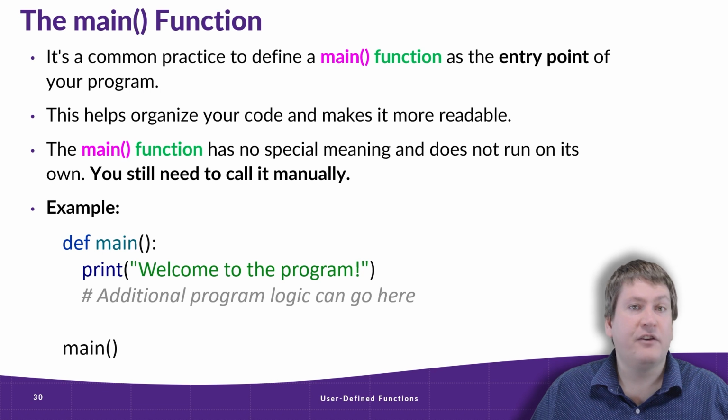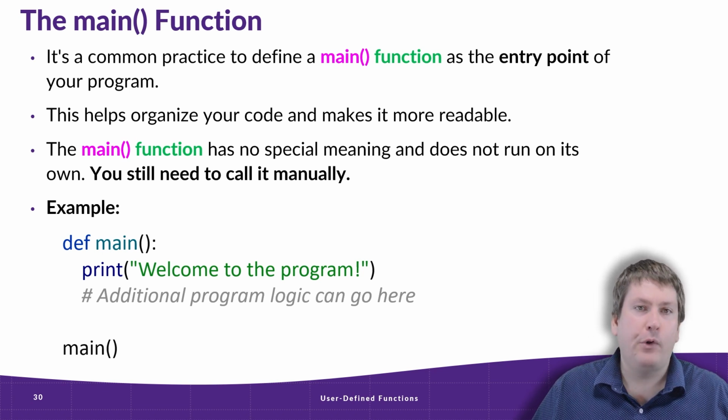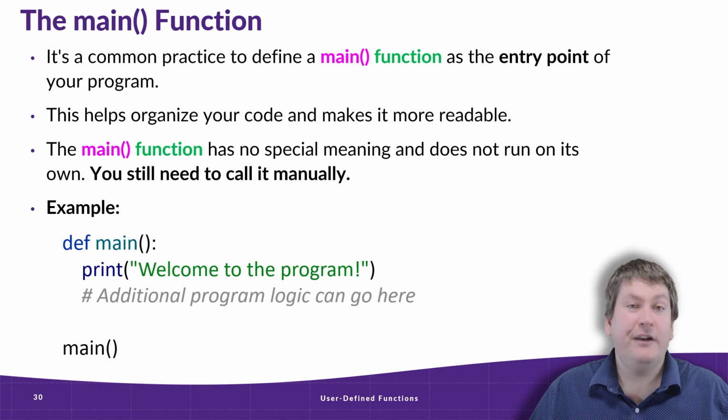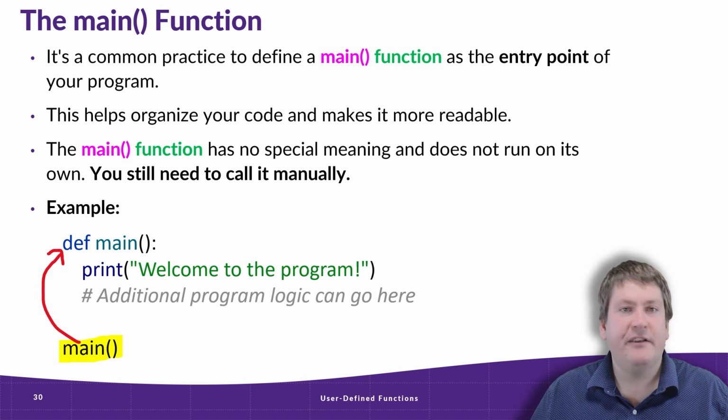In the example we can see on the screen right now, we have a very simple program that just outputs "welcome to the program." However, instead of just having one line, print "welcome to the program," we actually have a function called main that has the logic of our program in it. Then we have a call to main that actually starts the program. Remember, the order here is important. The call to main has to occur after the function is defined.